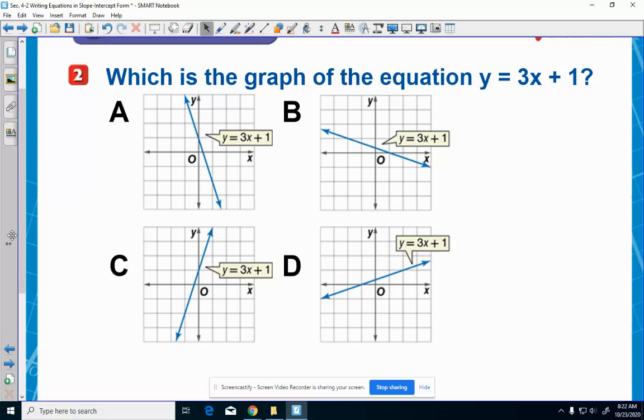Now, if I had multiple pictures that check those boxes, then I'd have to get into probably counting my rise and run. But in this case, these are the only two that are positive, C and D, and that one doesn't start at 1, so we'd get that piece.